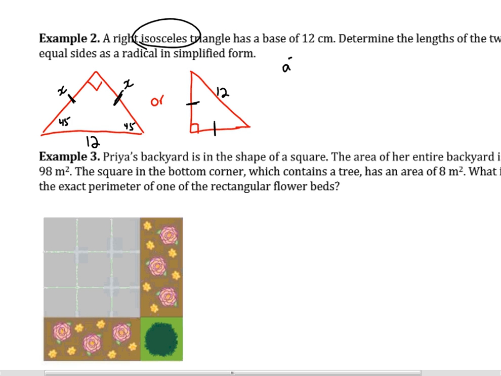A squared plus b squared equals c squared. So x squared plus x squared equals 12 squared. What is x squared plus x squared? How do we add like terms? Not x to the 4.